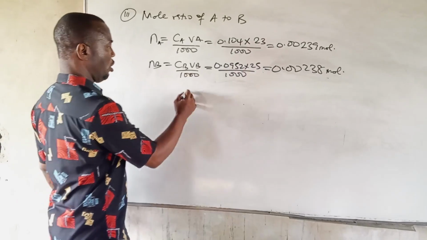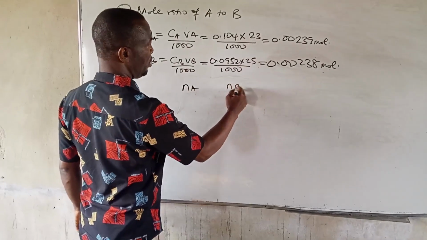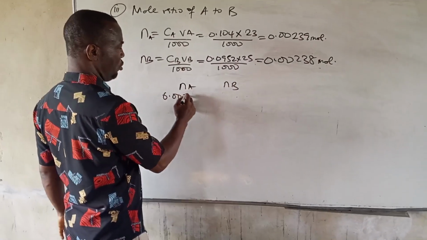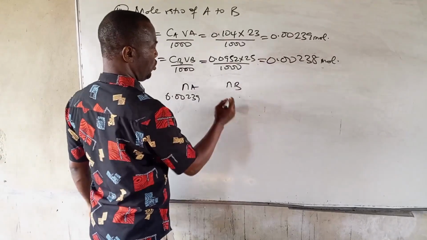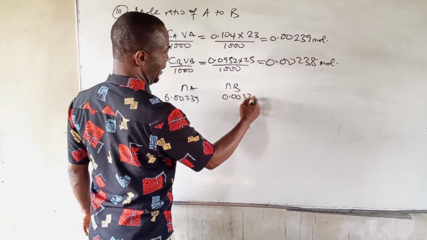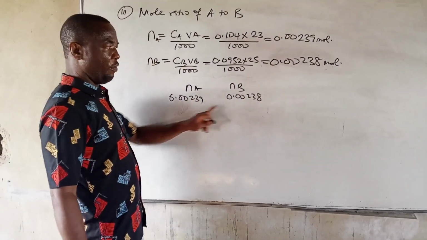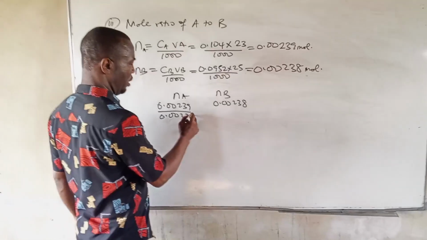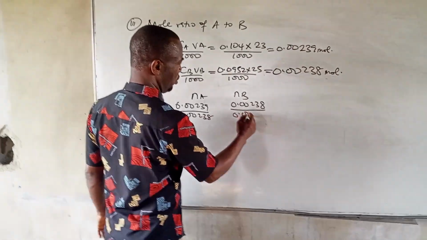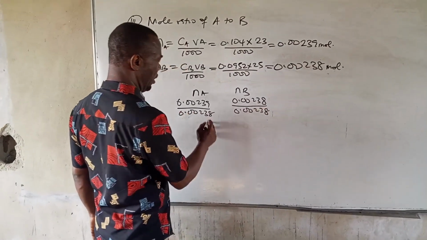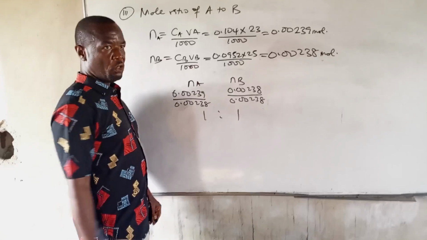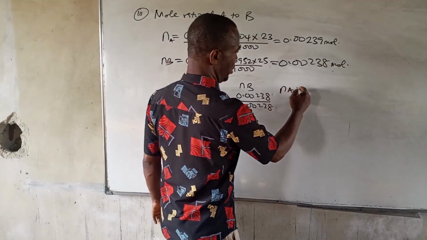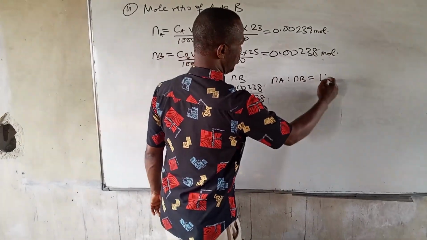So now find the ratio of na to nb: 0.00239 here, 0.00238 here. Divide with the smaller value, which is 0.00238. That gives you a ratio of 1:1, a whole number. The mole ratio of acid to base is, of course, 1:1.